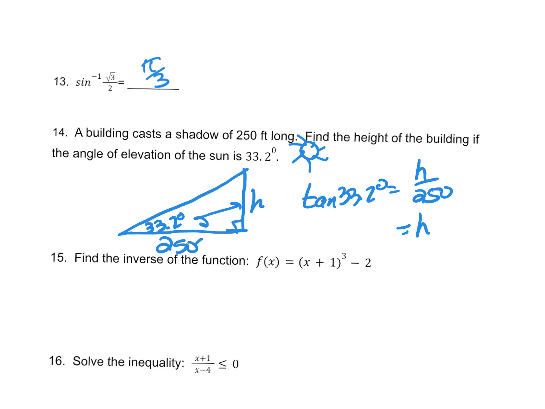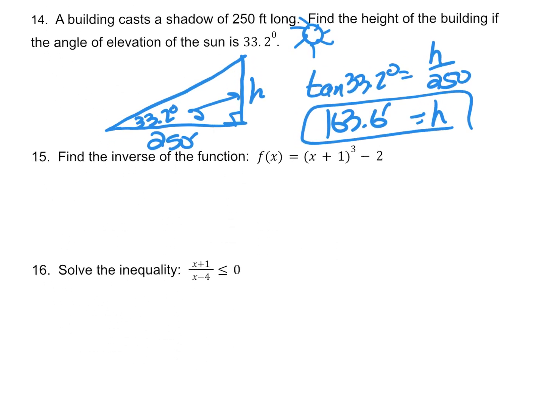So I'm going to punch that in, 250 times tangent 33.2, easy for me to say. Struggling here for a second. Still not punching in correctly. I should have hit pause. There we go. I'm getting 163.6 feet.